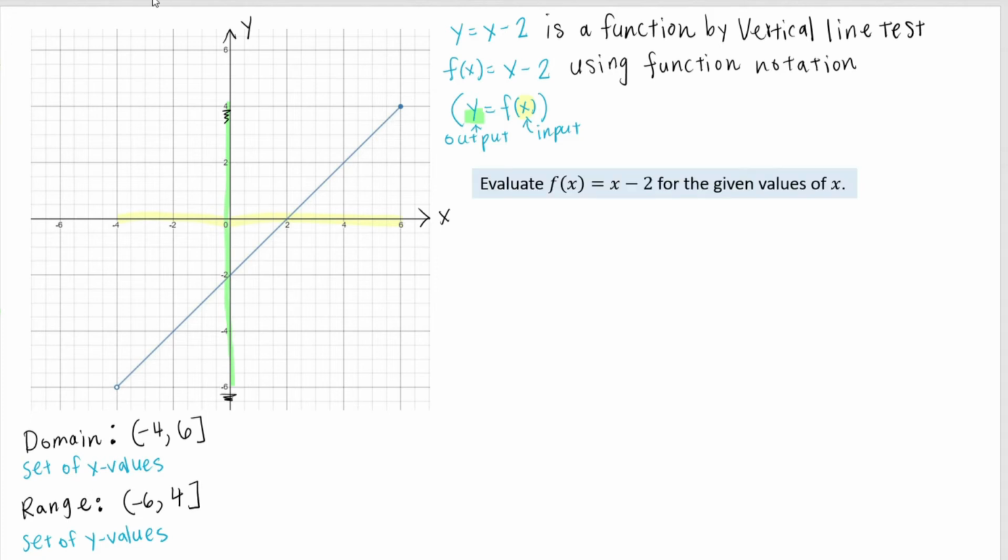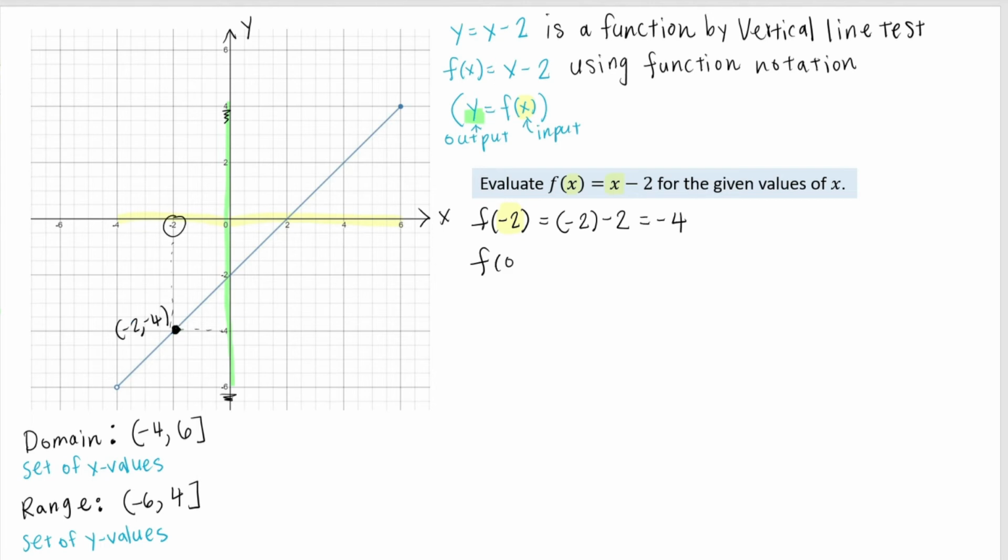Let's evaluate f of x is equal to x minus 2 for the given values of x. How about f of negative 2? x is equal to negative 2. So we need to substitute negative 2 into x. We have negative 2 minus 2 is equal to negative 4.